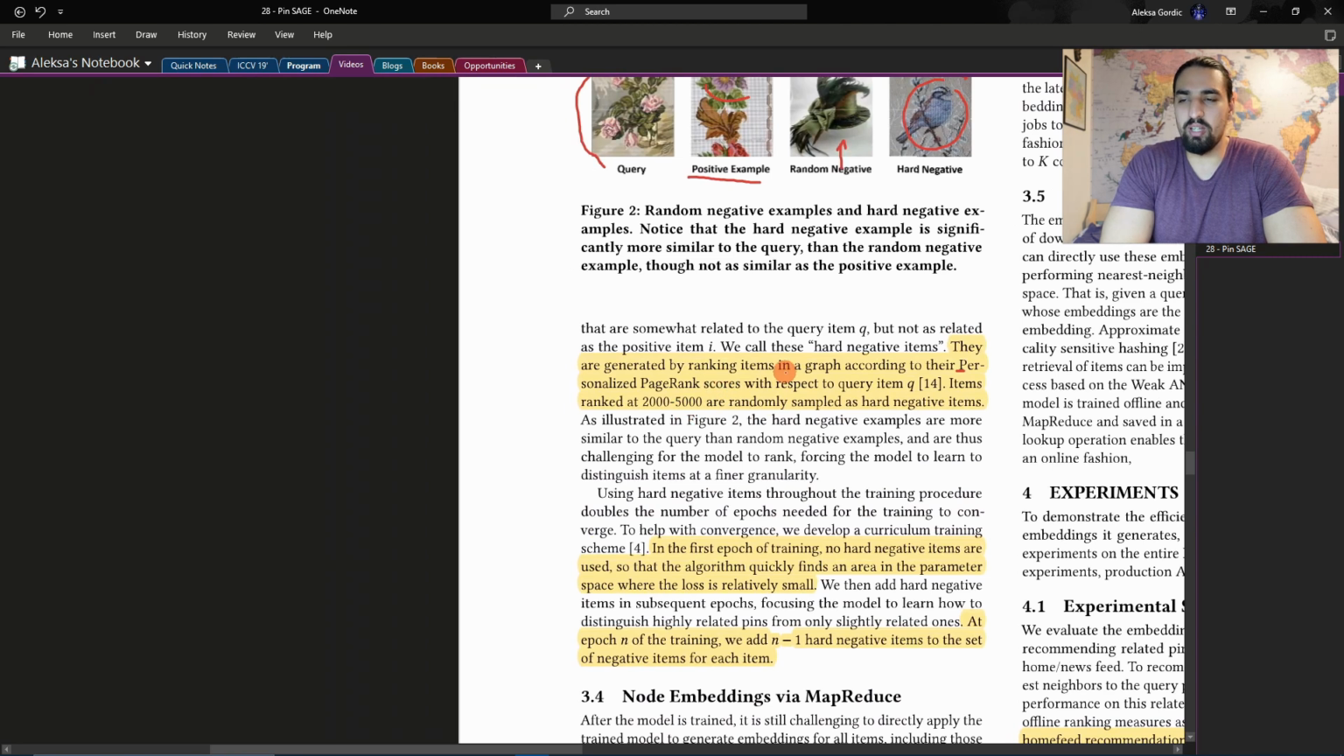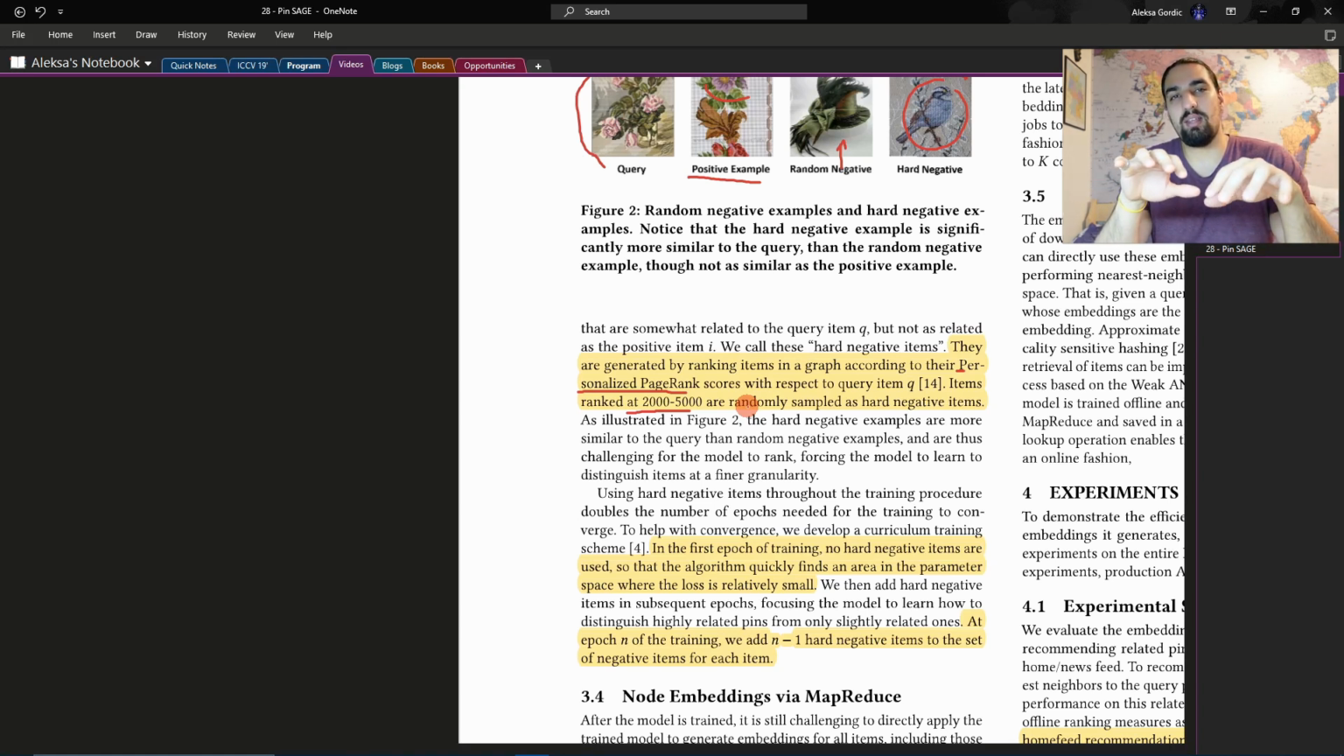They are generated by ranking items in a graph according to their personalized page rank scores with respect to the query item Q. Items ranked at 2,000 to 5,000 are randomly sampled as hard negative items. So page rank, you've probably heard of it. Page rank is the initial algorithm that Google used for its search, and intuitively it just looks at the edges and using that finds how important a certain web page or element in general is, depending on how many links point to that particular node.